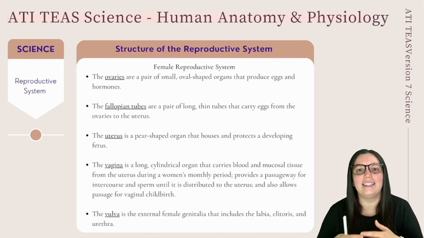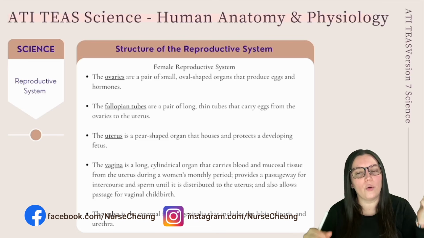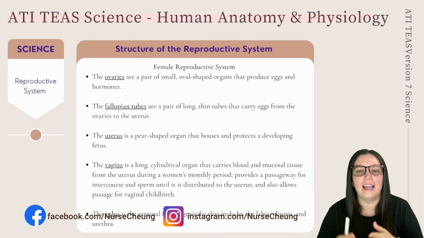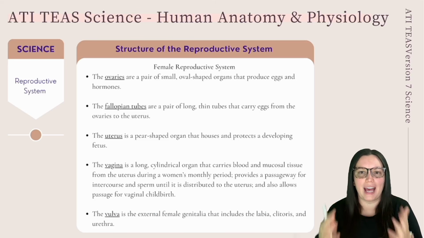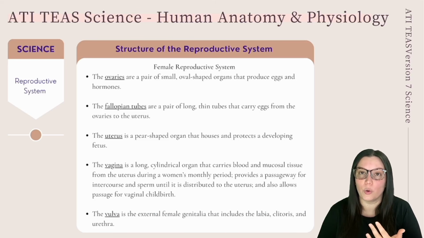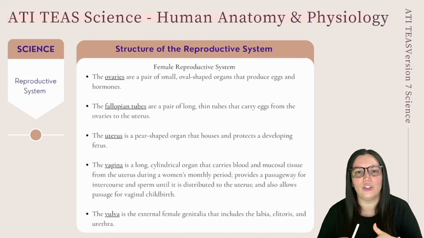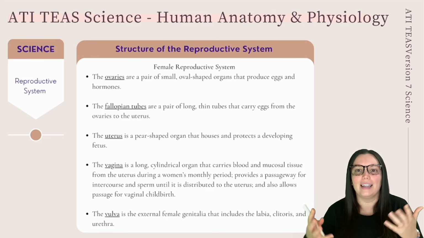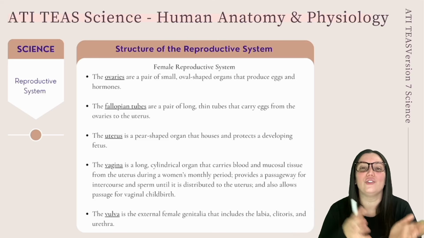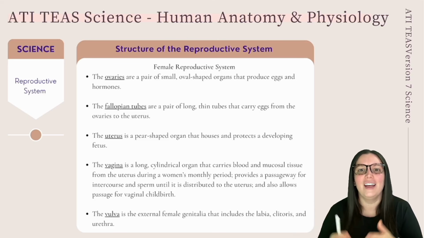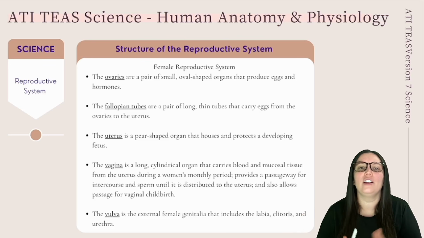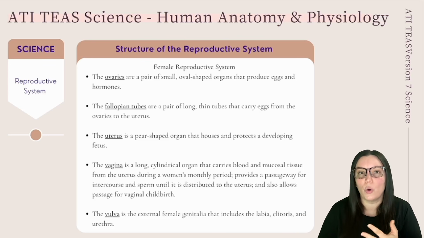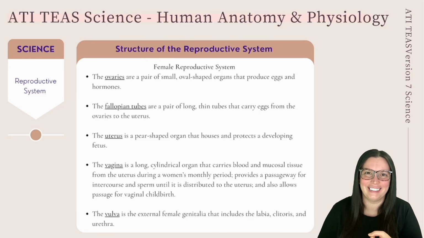And the vagina is a long, again, cylindrical-like organ that carries blood as well as mucosal tissue from the uterus during a woman's monthly period. It also provides a passageway for intercourse and sperm to enter into the uterus, and again allows passage for vaginal childbirth. The vulva is the external female genitalia, and that includes the labia, the clitoris, as well as the urethra.